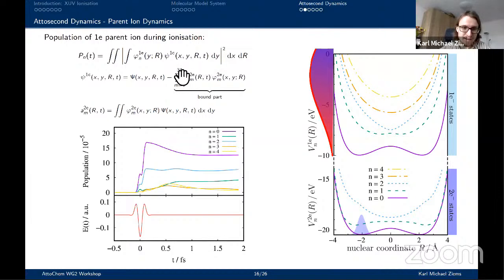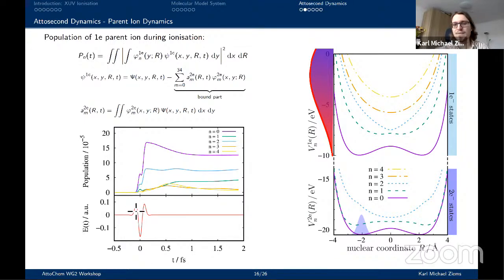And we do this by taking our full 3-dimensional wave function and projecting out the bound 2-electron part, so this down here. Then we project this wave function, which we can say is the parent ion plus continuum wave function, onto our 1-electron basis, which we calculated before. And then we can see how these 1-electron states are populated during the XUV interaction.